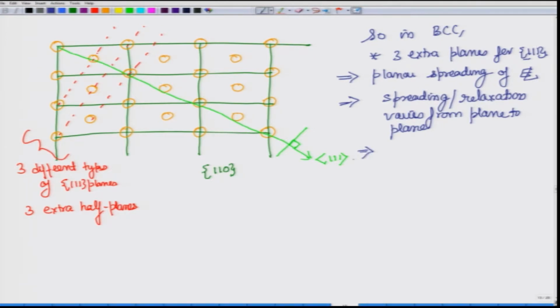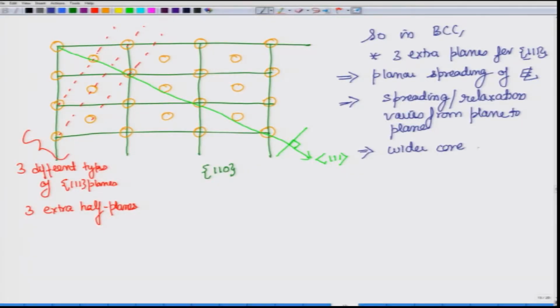Now, I said that it has a wider core, but you remember from our earlier discussion that whenever you have a wider core, it means that the dislocations are better able to glide, meaning glide becomes easier. So, that is another aspect added to this BCC. So, wider core enables easier glide. So, these are some factors or aspects that come out with respect to the fact that there is more than one extra half plane for BCC also.